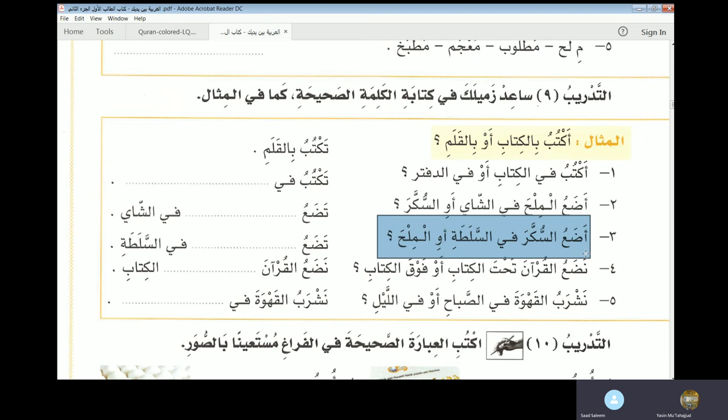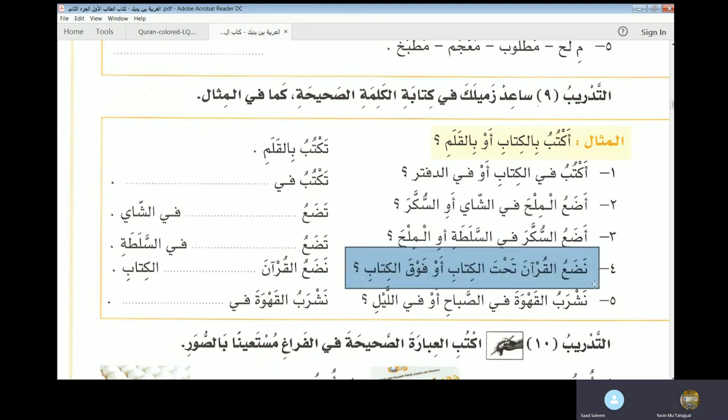Adaul milha fil salatati. Okay. Tada'ul tarana tahta kitabi al Fawka al-Kitabi?